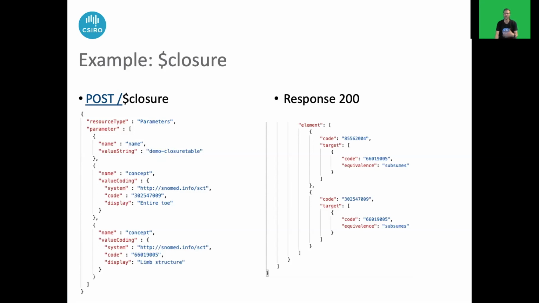And then in subsequent iterations, we can then continue to add codes. And in each case, it will show us the new hierarchical relationships that exist, including the transitive hierarchical relationships.